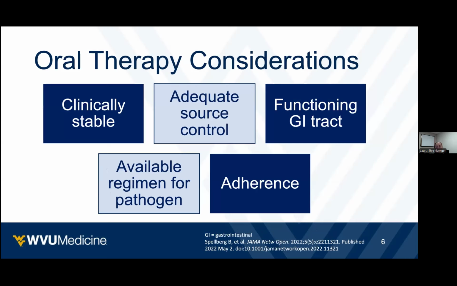We have a few different considerations for oral therapy and when we can appropriately use them in our patients. Patients have to be clinically stable, have adequate source control, and obviously a functioning GI tract and the ability to take oral meds. Patients also have to, of course, have an available regimen for the pathogen that's isolated. And then most importantly, patients have to be willing to take their medication, so they have to stay adherent to their oral therapies.